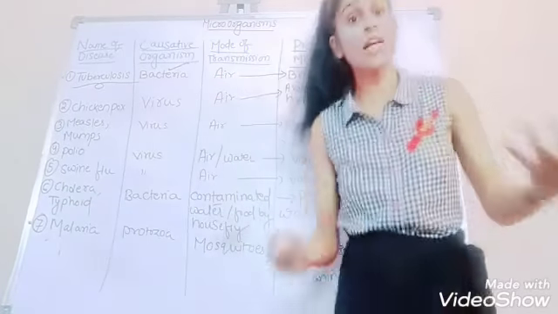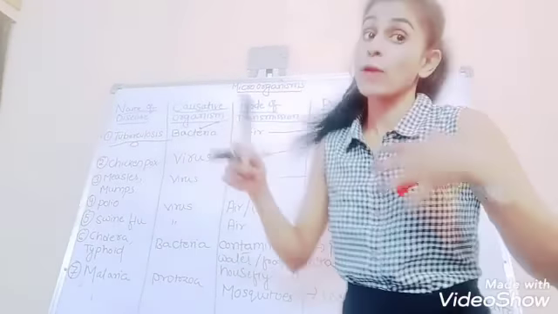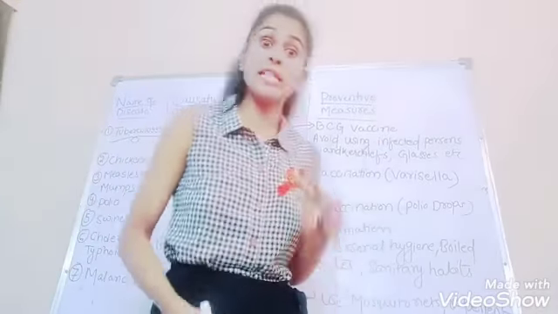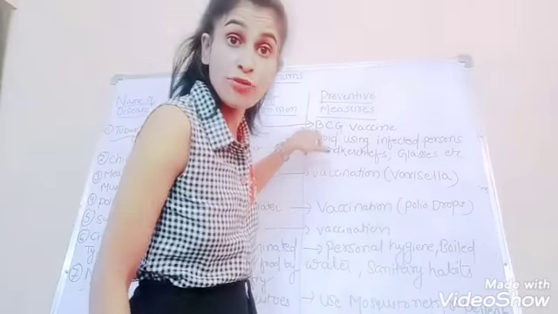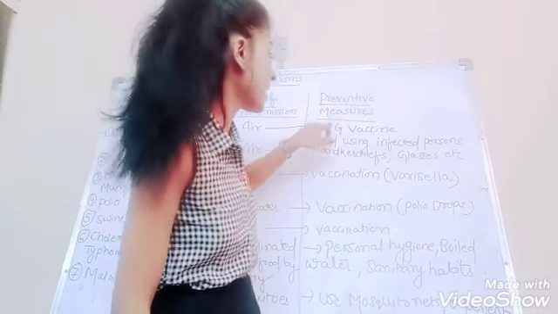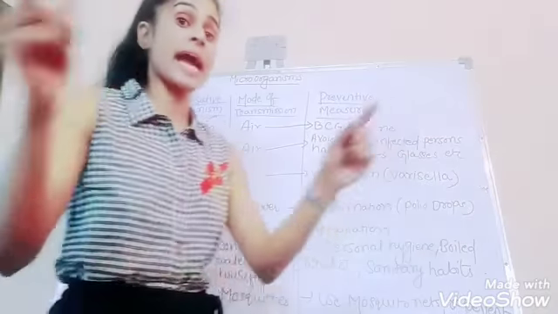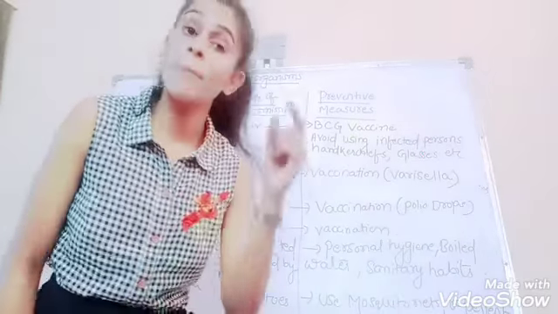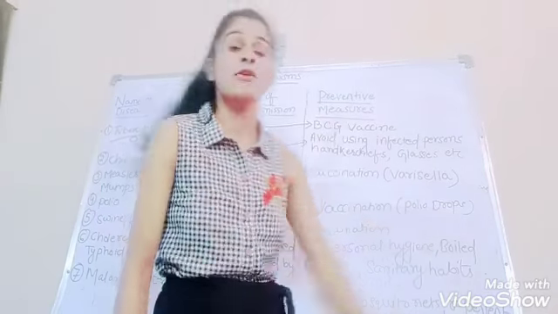And how is it transmitted? It is easily transmitted by air. And what preventive measures do we need to take? We need to take care of our body by taking the BCG vaccine. Tuberculosis can be prevented by taking a vaccine called the BCG vaccine.